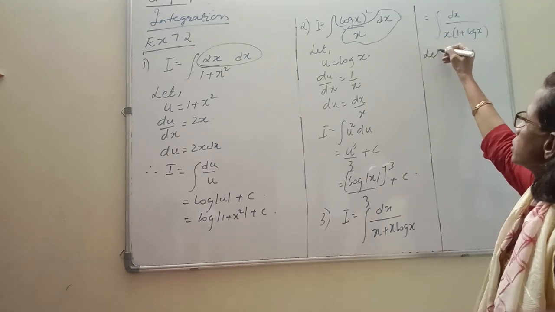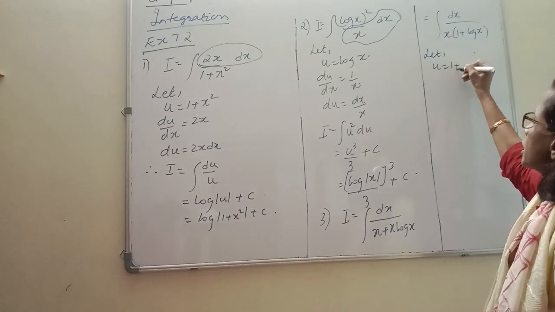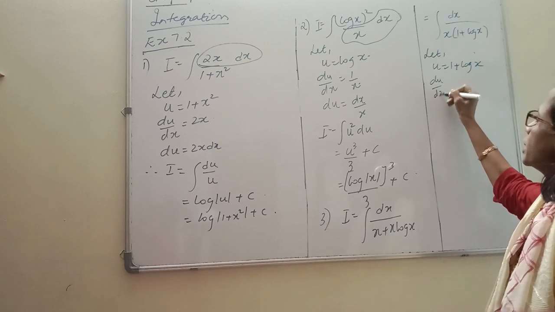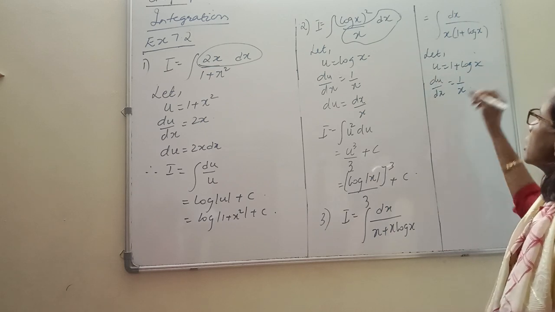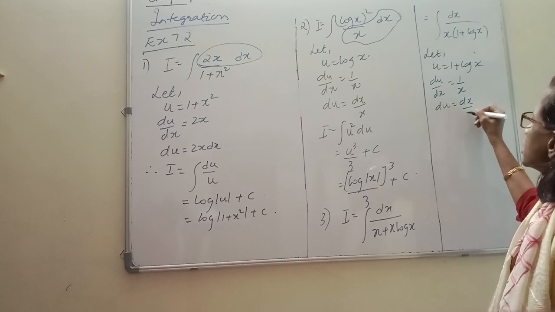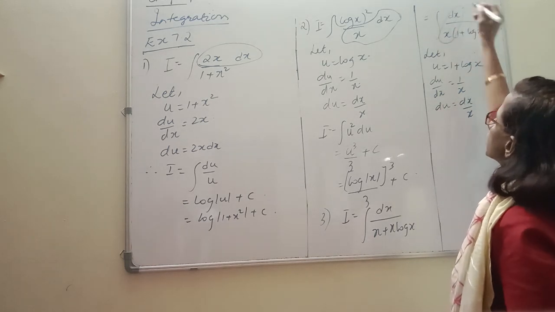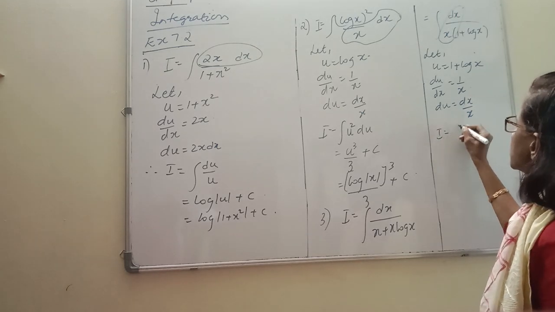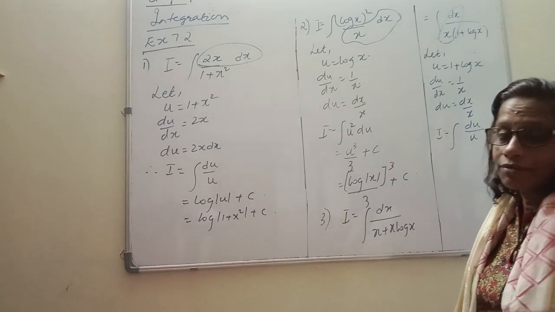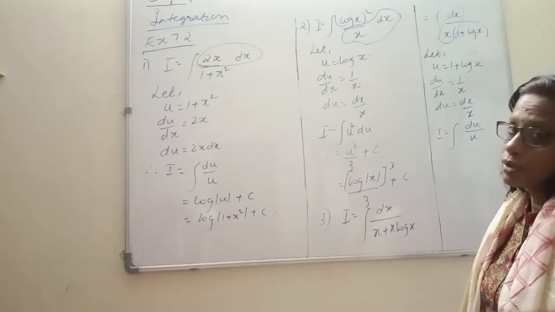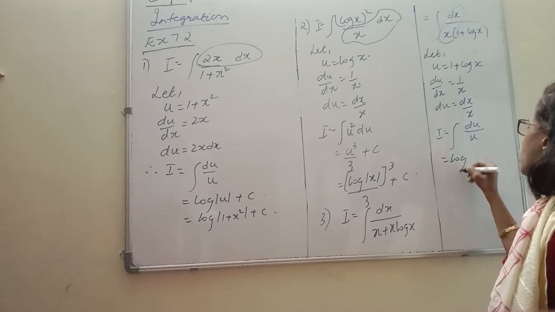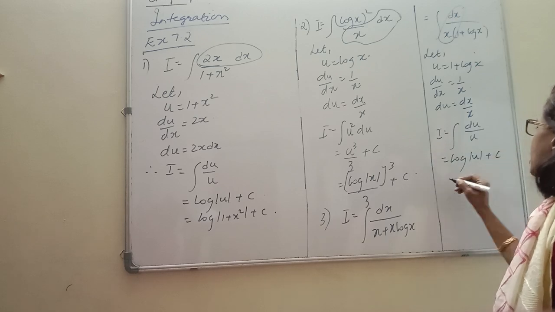So let's substitute u as 1 plus log x. If that is the case, then your derivative, du over dx, is going to be 1 over x. So that way du is going to be dx over x. So your dx over x can be simply replaced by du. And 1 plus log x of course is u. So you are left with du over u. We know the integral of 1 over u is log. So therefore it's going to be log modulus u plus c.